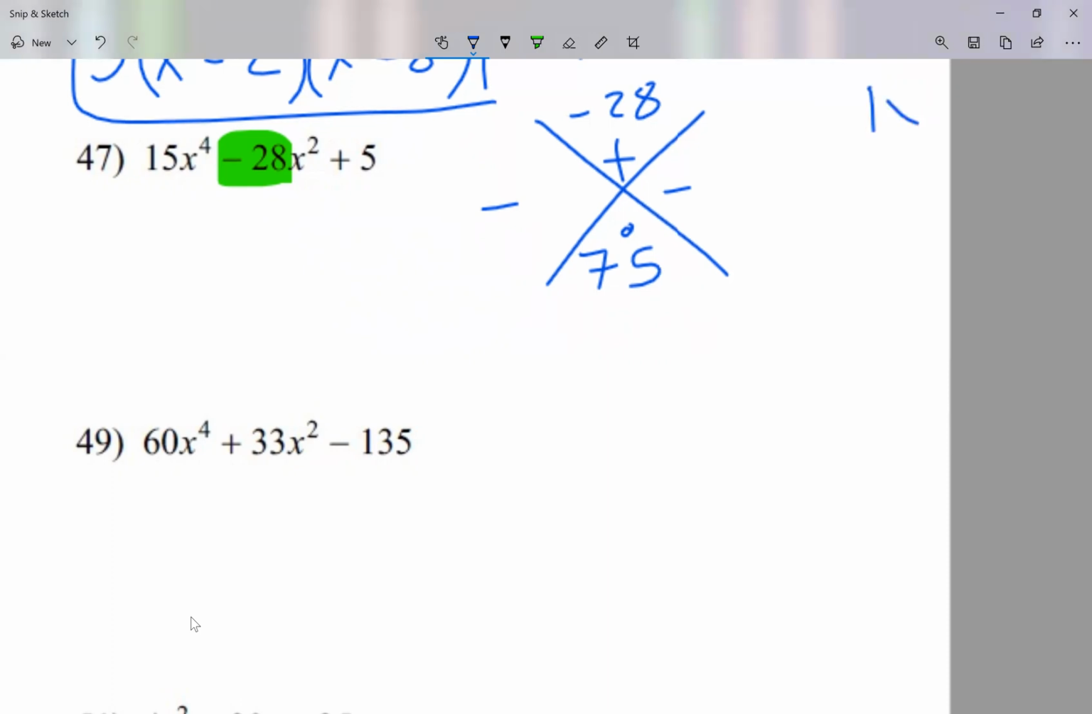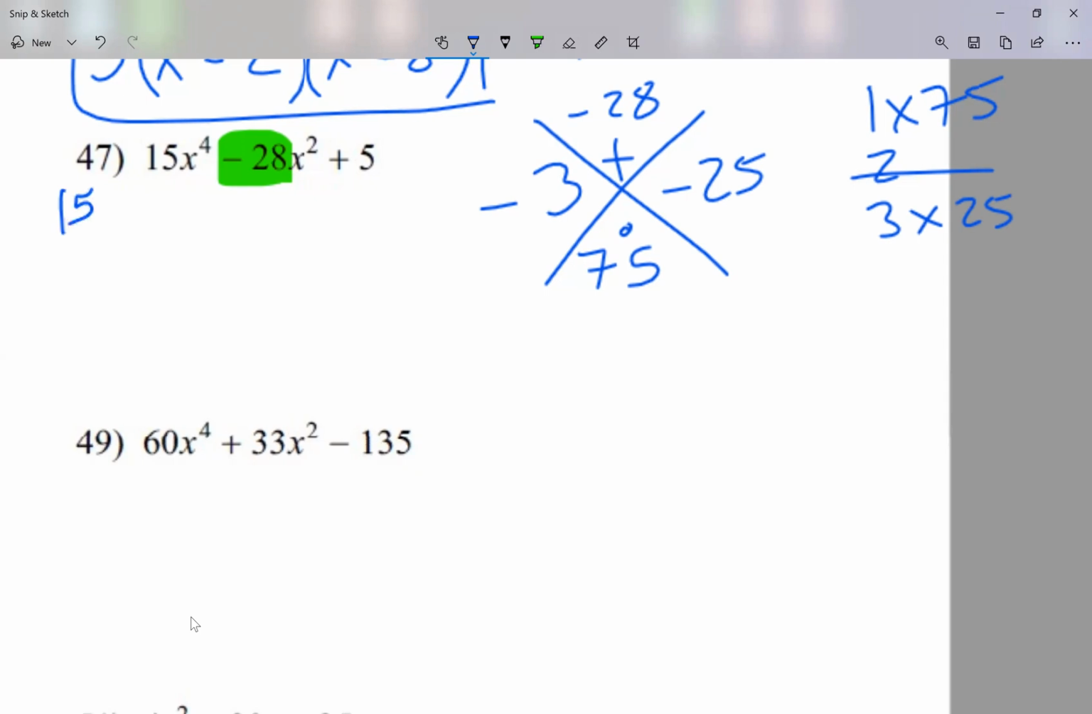Okay, so let's see what are the factors of 75. I'm going to think 1 times 75. Does 2 work? No. How about 3? 3 times 25. Okay, now 3 times 25 is 75, and then 3 plus 25 is 28. So I'm going to be dealing with these numbers. Nice. Okay, so now let me split my middle term, right? So I'm going to have 15 x to the fourth minus 3x squared minus 25 x squared plus 5.